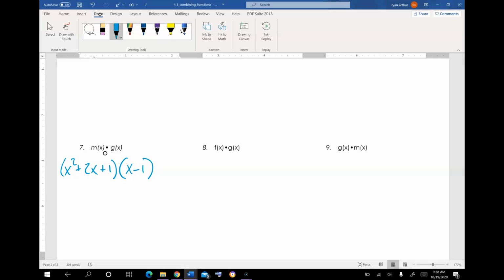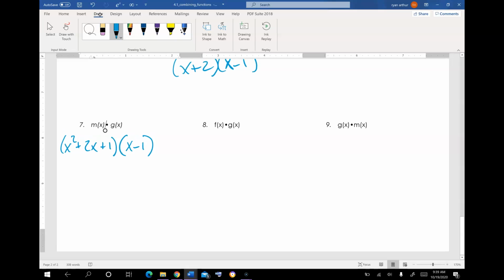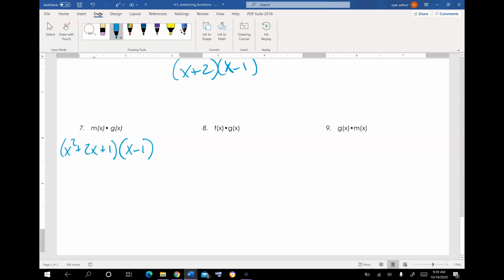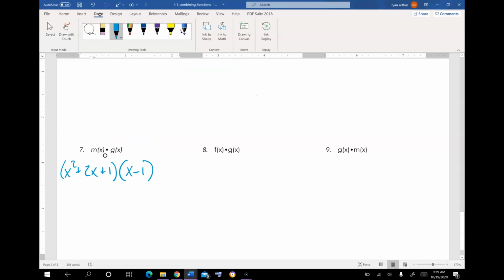Now, you're used to doing box methods with x plus 2, x minus 1, okay? And we did a little bit of box method when we were writing equations. And you just did a 2 by 2. But here, we have a 3-term polynomial and a 2-term polynomial. So we're going to do a 3 by 2, okay? And it's the same concept, it's just a little uneven. All right, so we're going to have a 3 by 2 box.